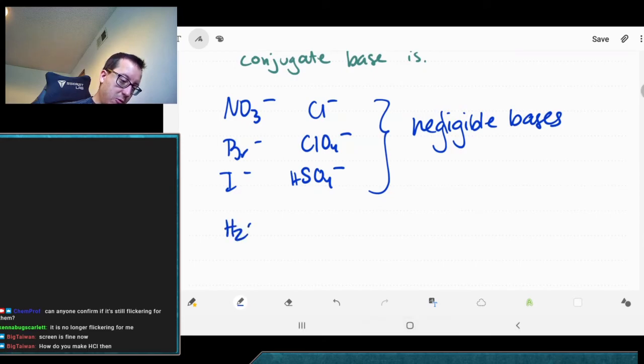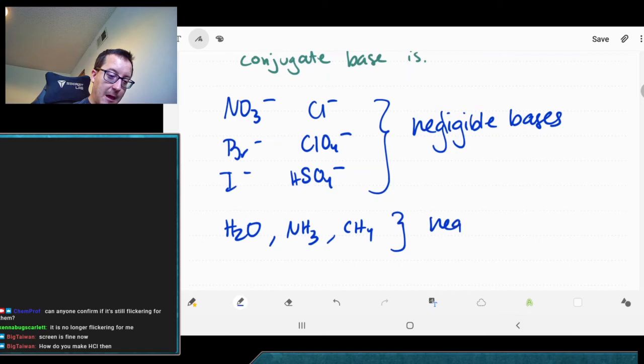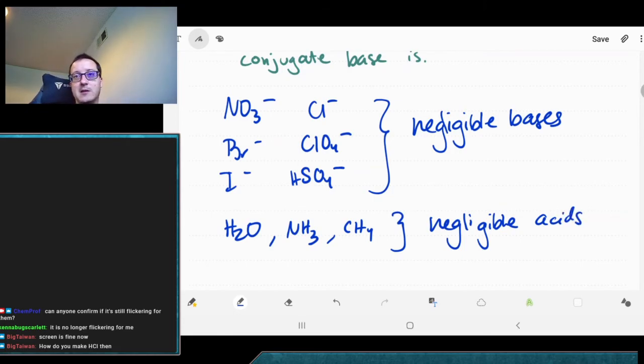We're going to see there's really only one negligible acid that we talk about. We could say that ammonia is also one. Better believe methane. These are negligible acids. So you're going to see that water is not a very good acid. Ammonia is certainly not a good acid, and methane, forget it. There's no way you're going to get methane to act as an acid. So, not going to work.